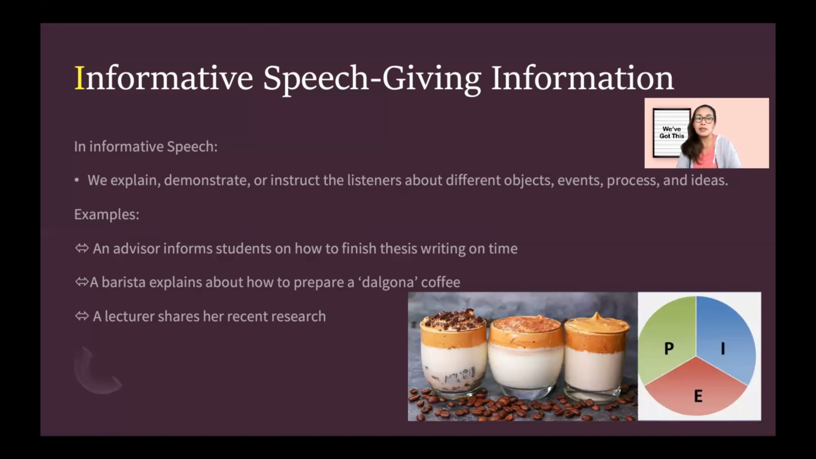Okay. Another example is when a lecturer shares her recent research, starting from the beginning to the end. When she does that, it will include some events, processes, and probably ideas involved in the research preparation, doing it, and probably publishing it.